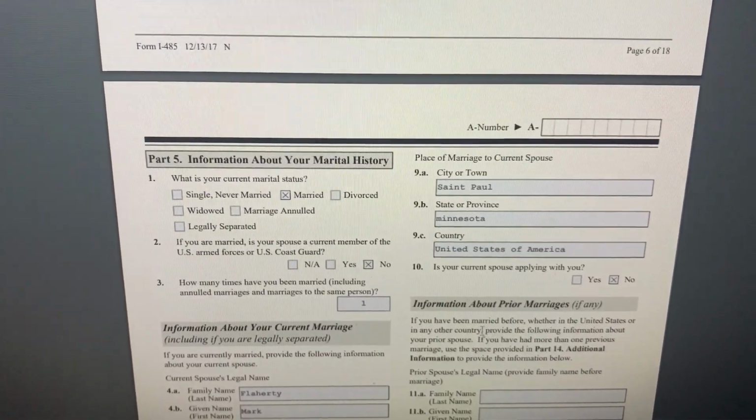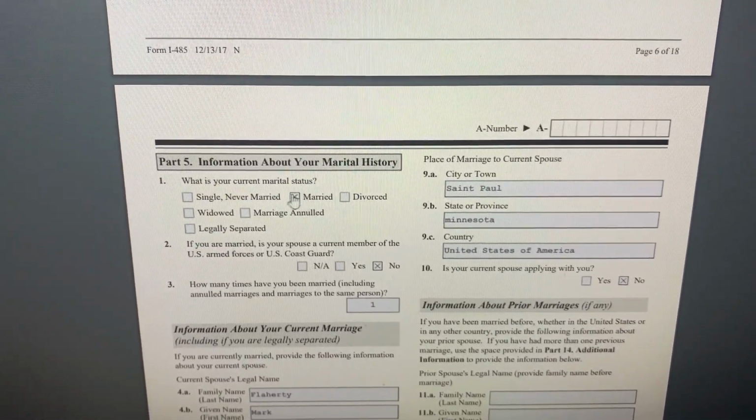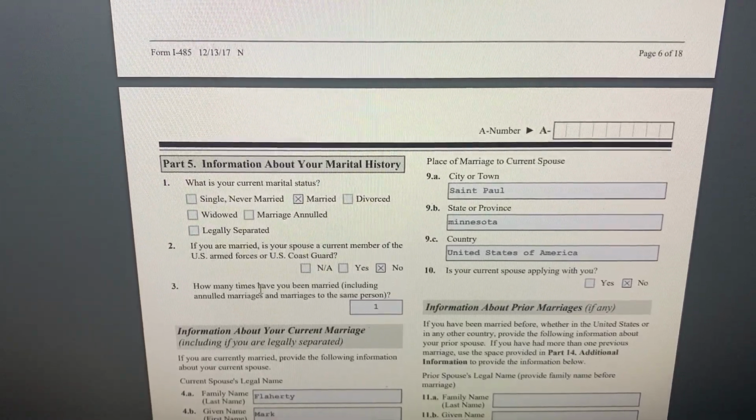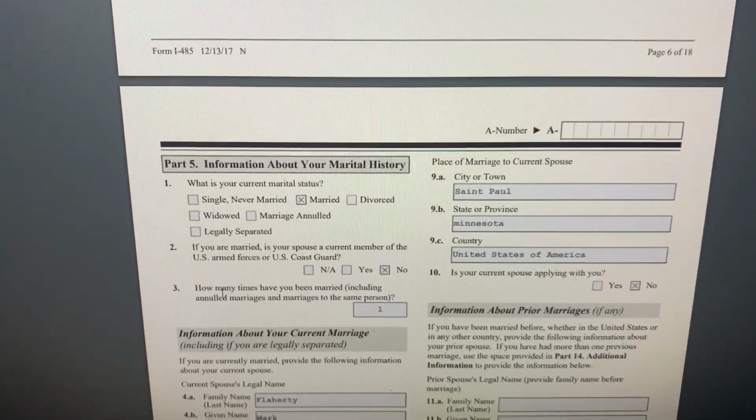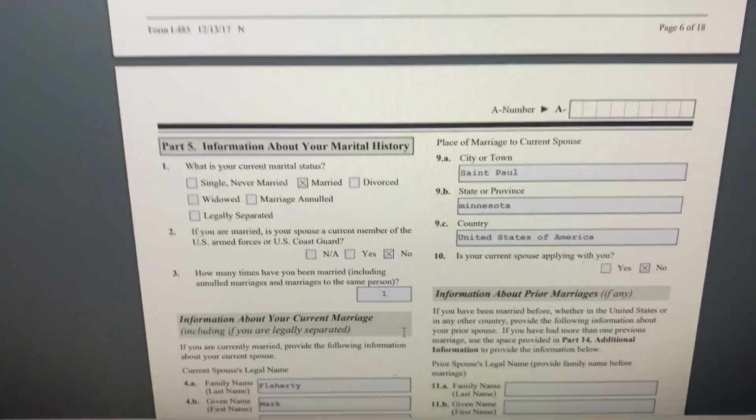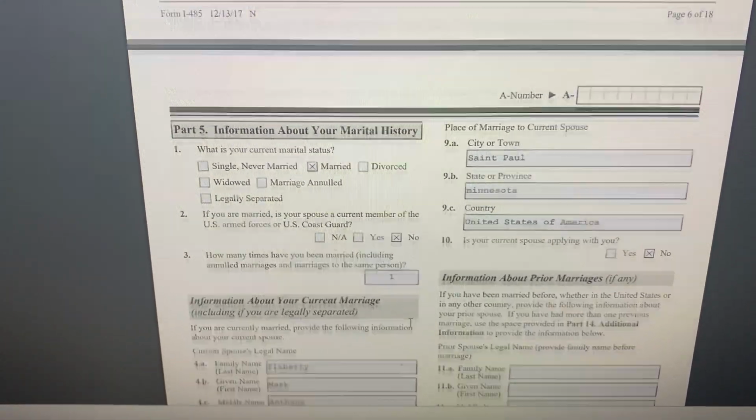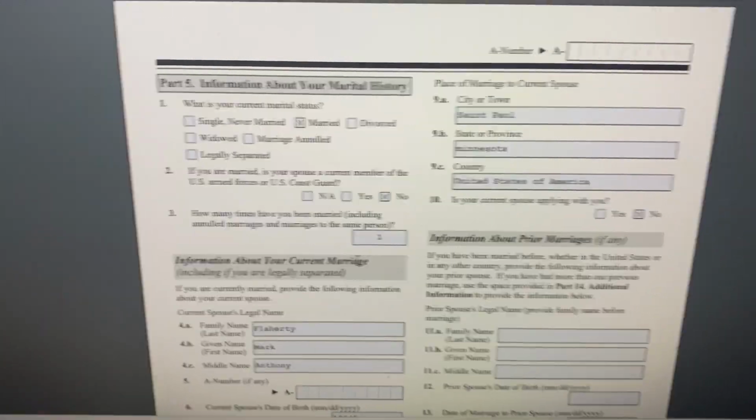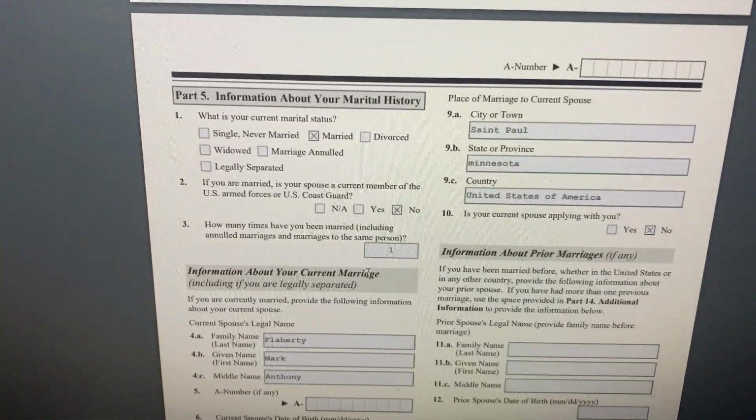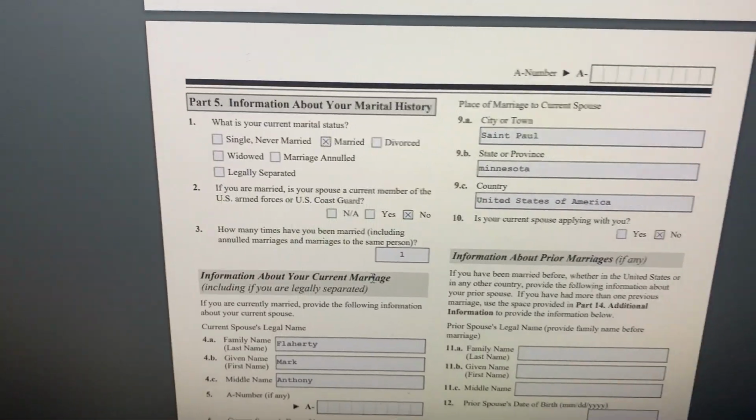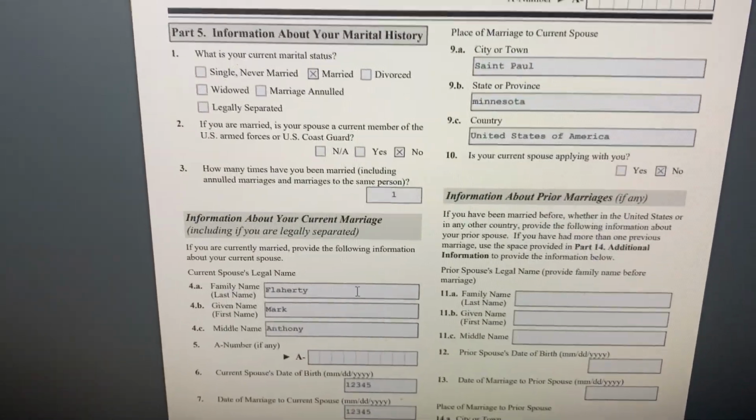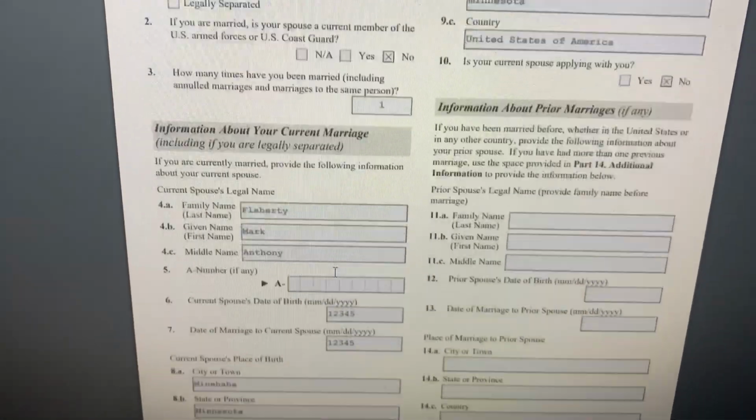Information about your marital history. So I'm married. If you're married, is your spouse a current member of the U.S. Armed Forces? No. How many times have you been married, including annulled marriages to the same person? 1. My husband is pretty young. We're all young. We've never been married before. I'm sorry, I may sound weird.